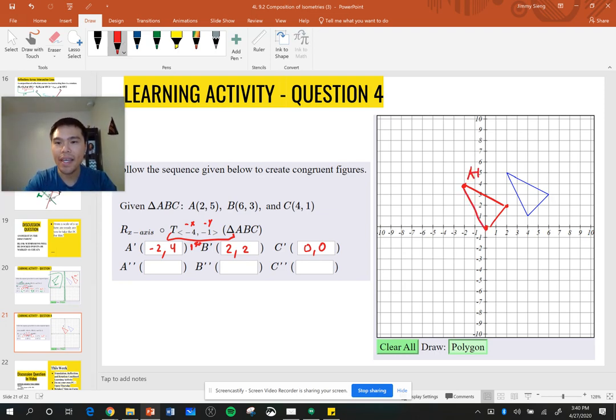I'll just say this is A, B, C prime. Actually, I'll put those primes in there, be more exact. And then the second thing is you have to do this reflection, right? This is the second part. So now I'm reflecting off the x-axis.